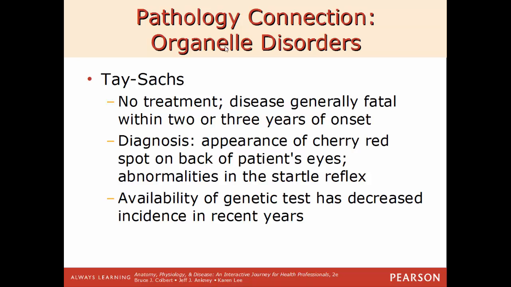The way to diagnose Tay-Sachs: an appearance of a very bright cherry red spot on the back of the patient's eyes, and there are abnormalities in the startle reflex, a very commonly found reflex in infants. When they're startled, they react a certain way, but for babies with Tay-Sachs, they don't respond that way at all. Now, the availability of genetic testing to identify this has decreased the incidence of Tay-Sachs within the recent years. And this is all due to a disorder with lysosomes in the cells not working properly.